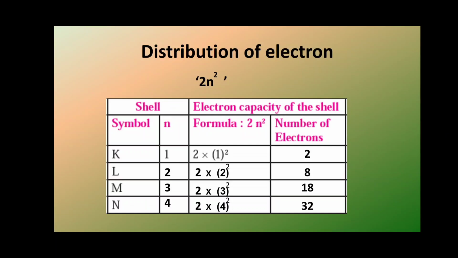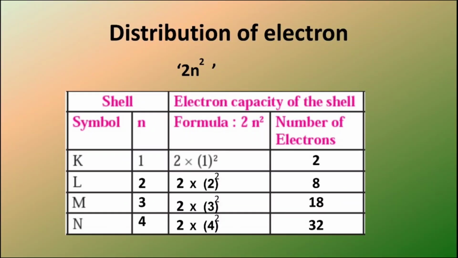And the last shell, the N shell, its ordinal number is 4. So according to the formula 2n square, 2 into 4 square. 4 square is equal to 16 multiplied by 2 is equal to 32. So the N shell may contain 32 electrons in it.